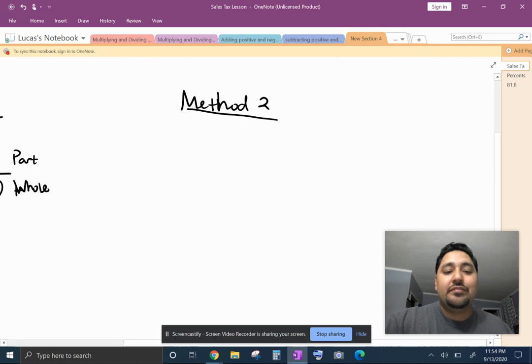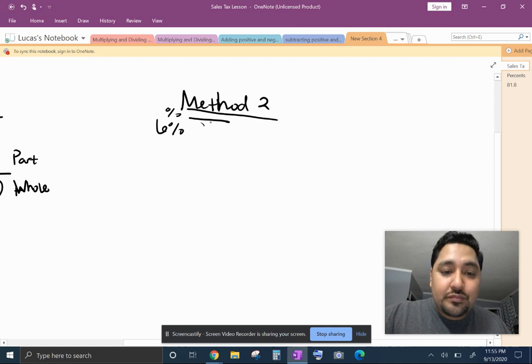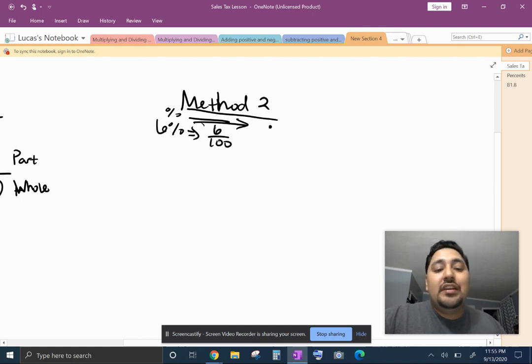Another method is the method that I use every day. What we need to do is take my percent and move it to a decimal. So I need to take it to a percent and then change it to a decimal. And how you do that is you have to understand that 6% is 6 out of every 100, or 6% is 6 out of 100, which is 6 hundredths. Okay. 6 hundredths, which is like this.